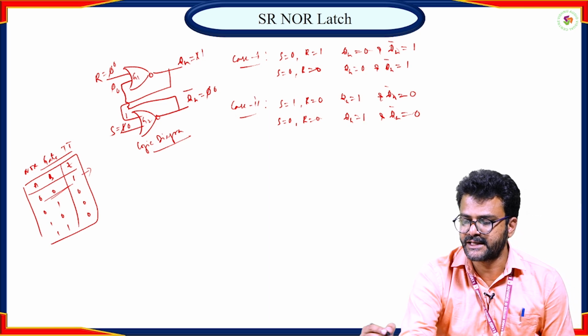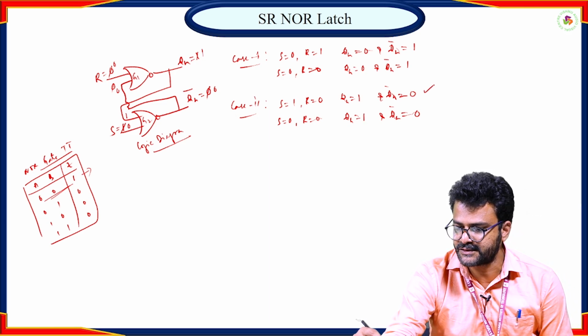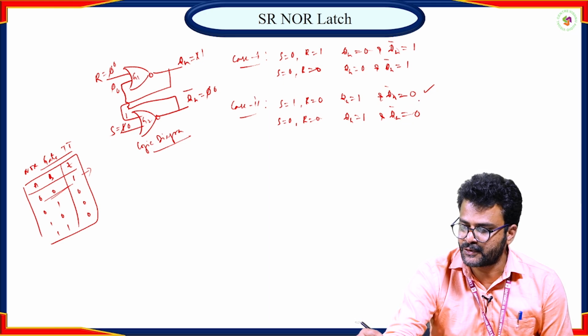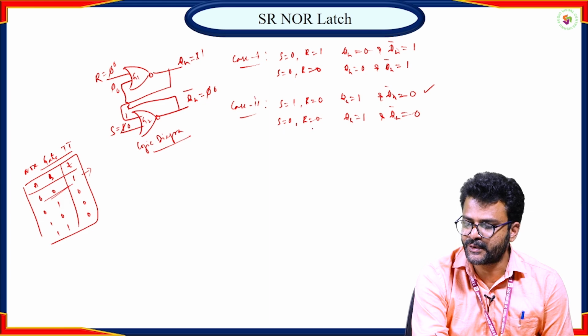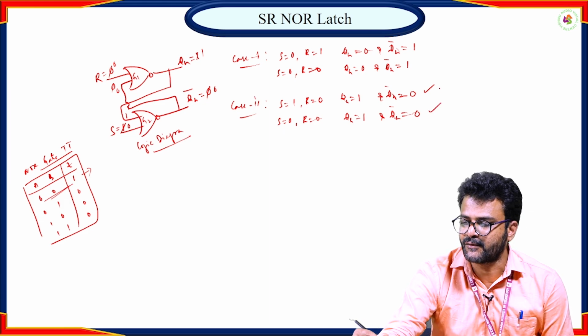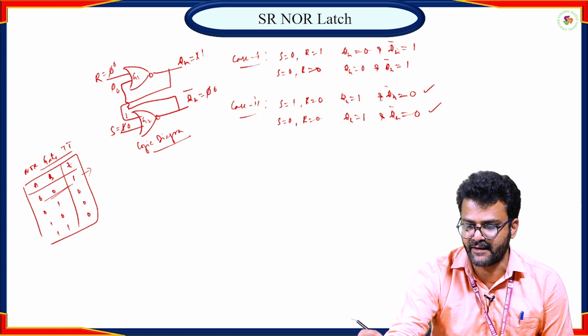Again Qn. Now if you check for S is equal to 1 and R is equal to 0, we have Qn is equal to 1 and Qn bar as 0. And when I remove the input, that is S is equal to 0 and R is equal to 0, there is no change in the data. Whatever the data we earlier used to have, that we have across S.